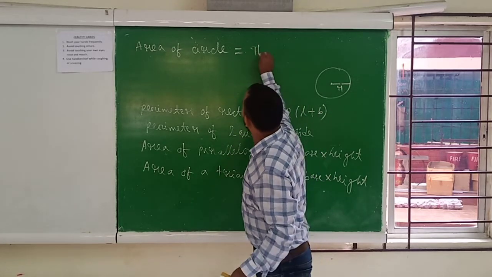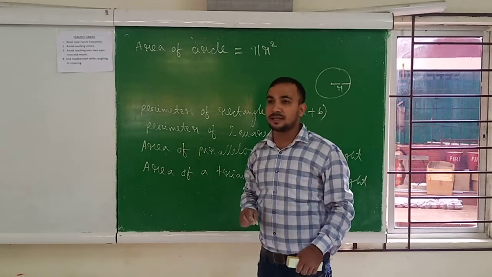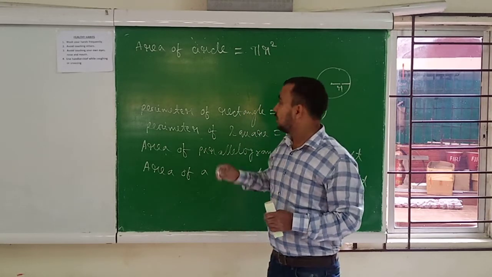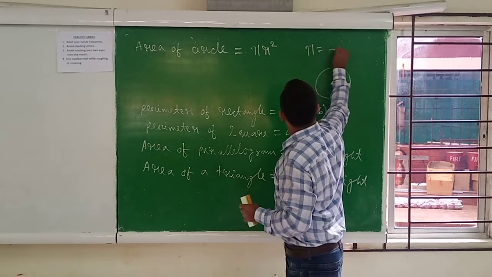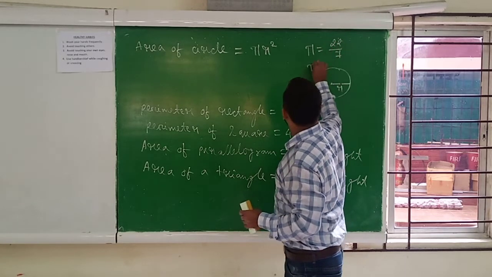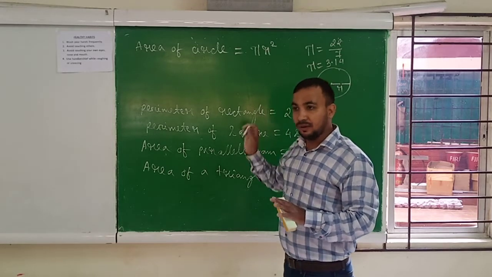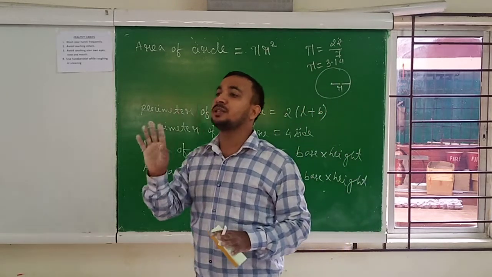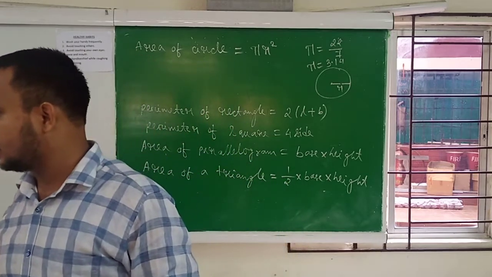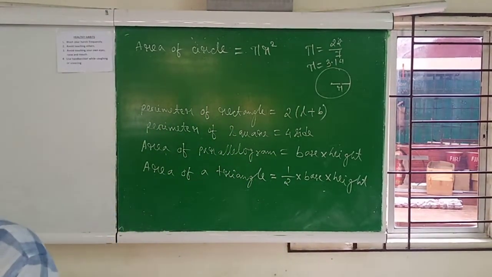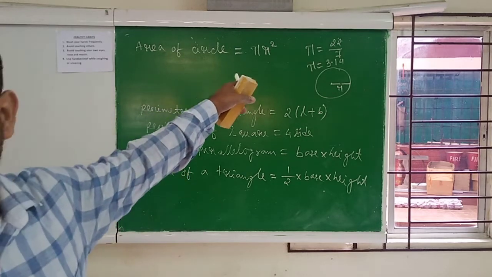The value of pi is either 22/7. It will be given in your book. It is either 22/7 or 3.14. We can use any. If it is not mentioned anything, always use the value of pi as 22/7. Sometimes in your question it will be mentioned, use pi equal to 3.14. That time you have to use 3.14. But if nothing is given, directly you can use pi equals to 22/7.